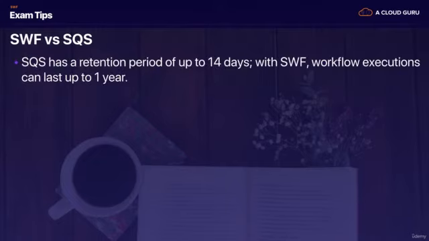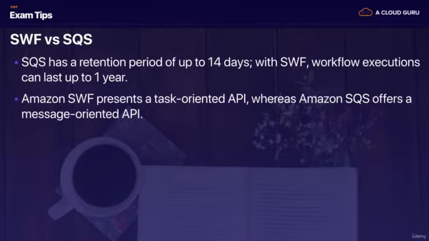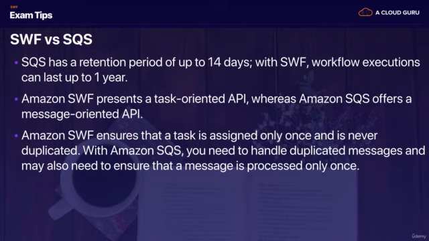SQS has a retention period of 14 days, and with SWF, the workflow executions can last up to 1 year. So just imagine ordering a book on Amazon and it's taking 1 year to arrive. Amazon SWF presents a task-oriented API, whereas Amazon SQS offers a message-oriented API. So again, if you see a scenario-based question that talks about a task, think of SWF. If you see a scenario-based question that talks about loosely decoupling your architecture, then that's going to be SQS.